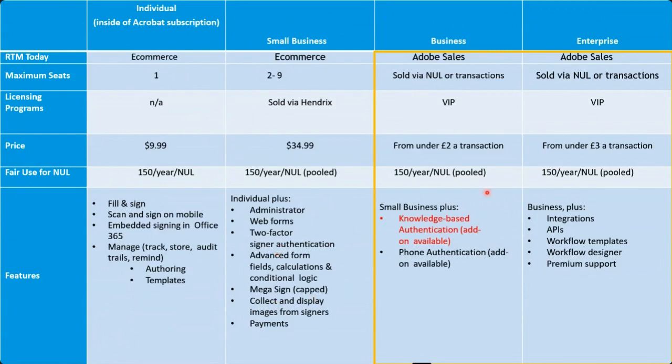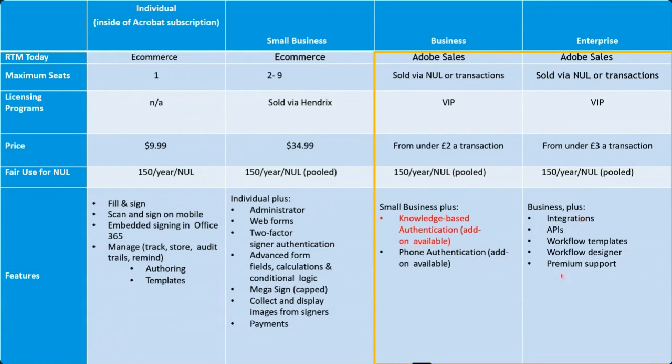Then when we go on to business and enterprise, or business specifically, the main advantages here are additional security. Knowledge-based authentication is only available in the US for now, but is coming soon, and phone authentication is available now. So that may be in a scenario where you've got a very sensitive document, and before that person can open and view the contract, they may get a one-time password on their mobile phone, for example.